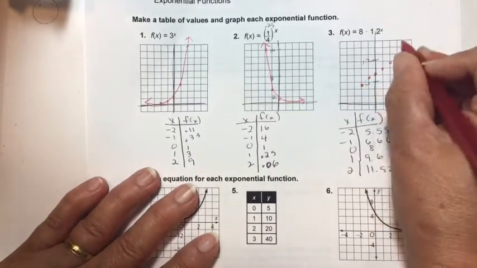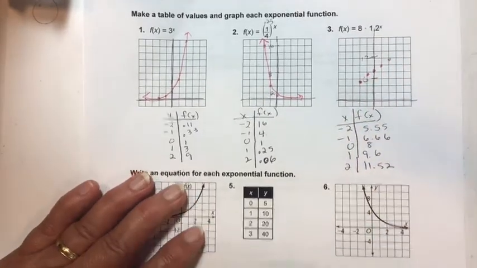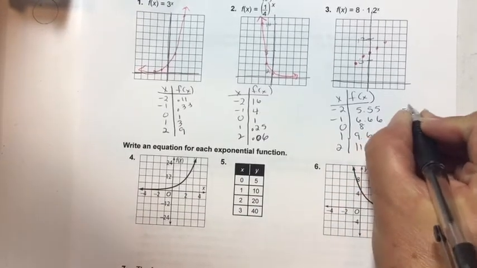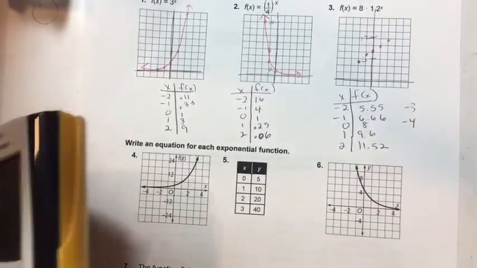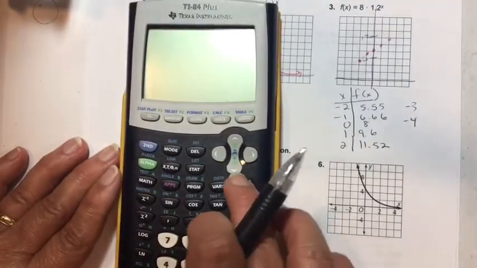It looks like it's increasing here. I'm not quite sure where the asymptote is. So I think what I would probably do is try a few more values, like try -3 and -4, just to see if that gives us a better idea of what's going on in this graph.